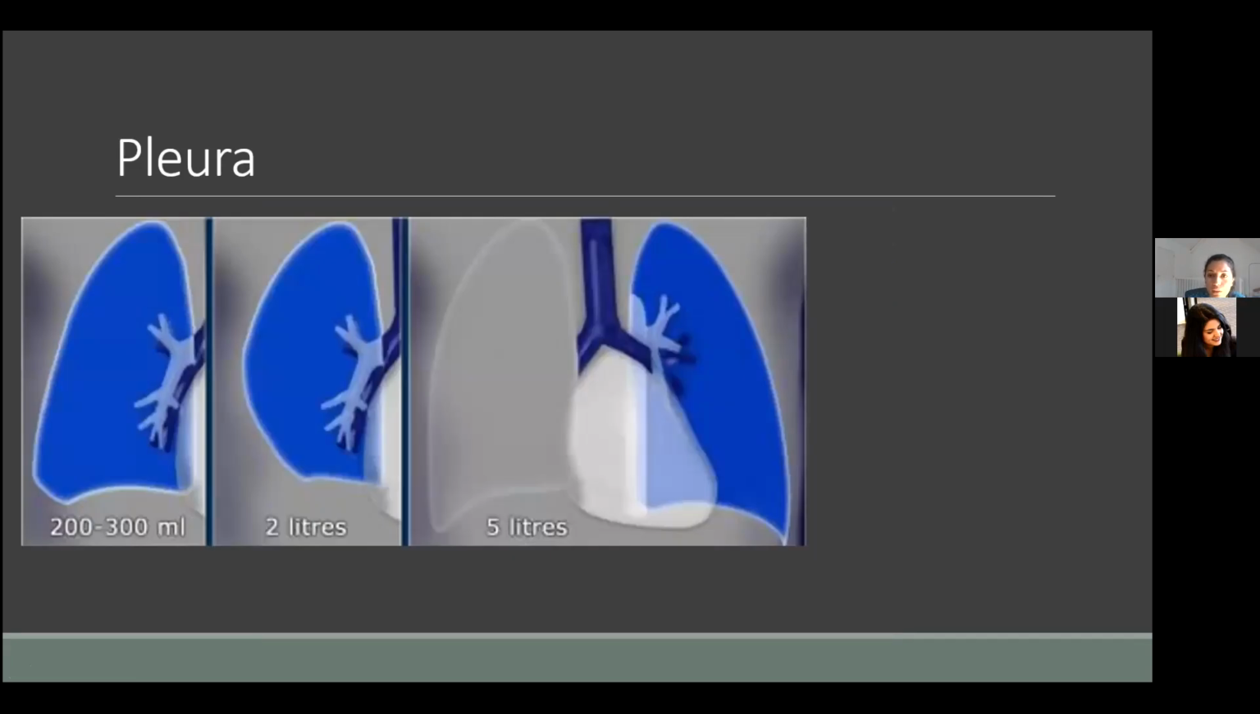So this picture just shows a relation between the amount of fluid, pleural effusion, and the opacification on chest X-ray. In case of a large volume, the entire hemithorax can be opacified, as you can see here. With large volumes, I mean 5 liters or more.